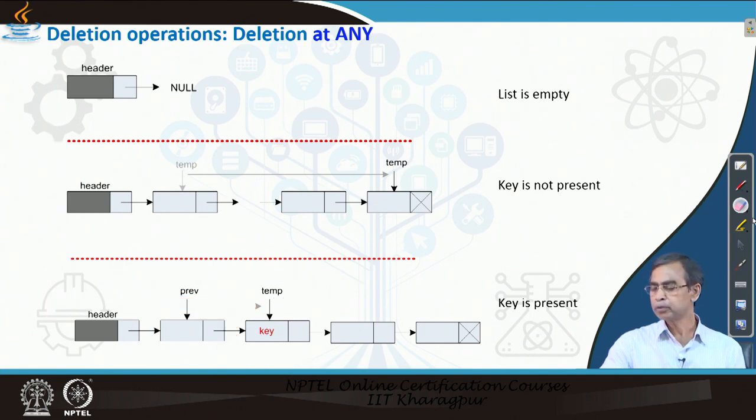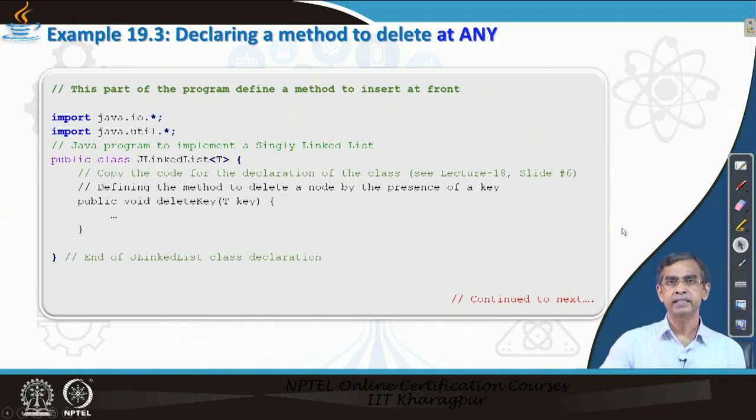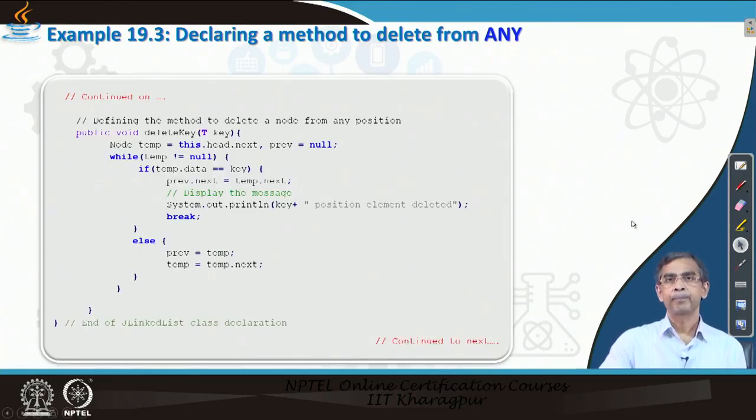Now, let us come to the method declaration. The method declaration is here, like the other two methods for deletion. We have to add one more method, delete key. In this case, the method includes these statements. The statements are like this. We have to start with the header node.